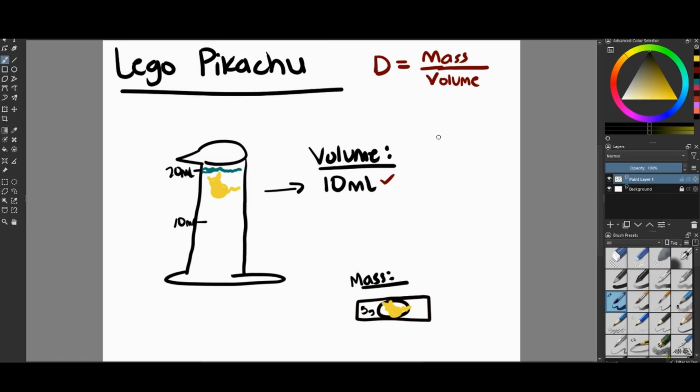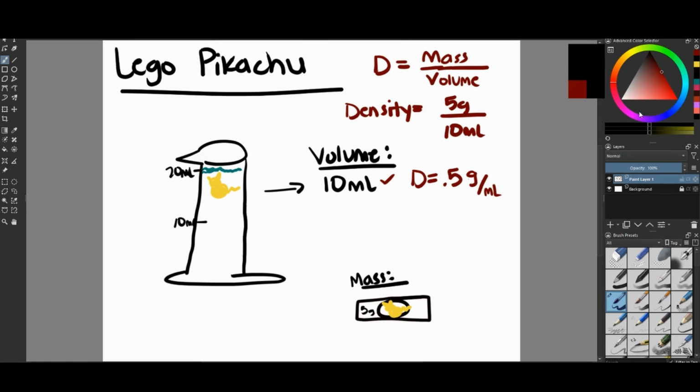Okay, so then if we wanted to find the density of our Lego Pikachu, what we would do is density equals 5 grams divided by, because that is our mass, divided by our volume, which is 10 milliliters. If we put this into the calculator, we will see that this is 0.5. And then we have to take our units here. Now, density, we're going to have both our mass and volume units at the end. So that would be grams over milliliters, and that would be our density units. And that would be our answer.